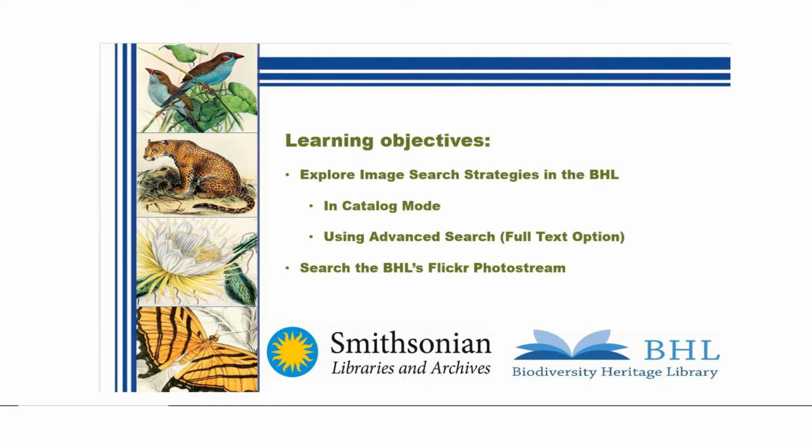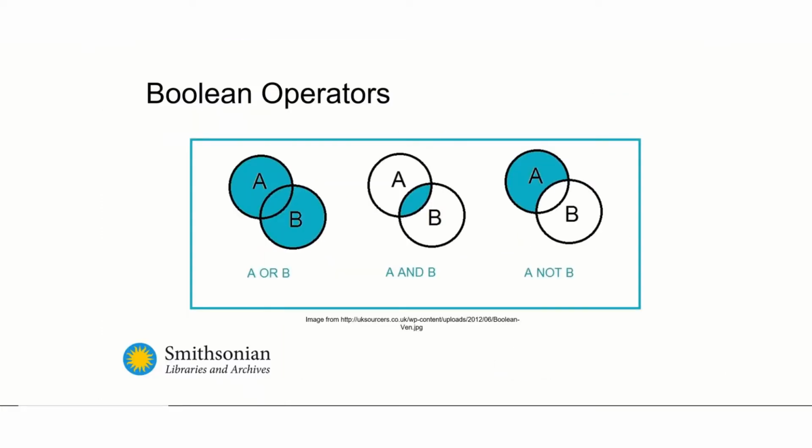The first strategy will be using the catalog mode in the BHL, which means our search keywords will be looking at the bibliographic metadata of a BHL entry, that's author, title, publication date, publisher, etc., but especially subject terms. Boolean operators AND, OR, NOT can be used to compose searches. AND combines search terms and can narrow your results, OR includes all search terms and can expand your results, maybe too much. NOT will exclude a term in a search, which could remove useful results.